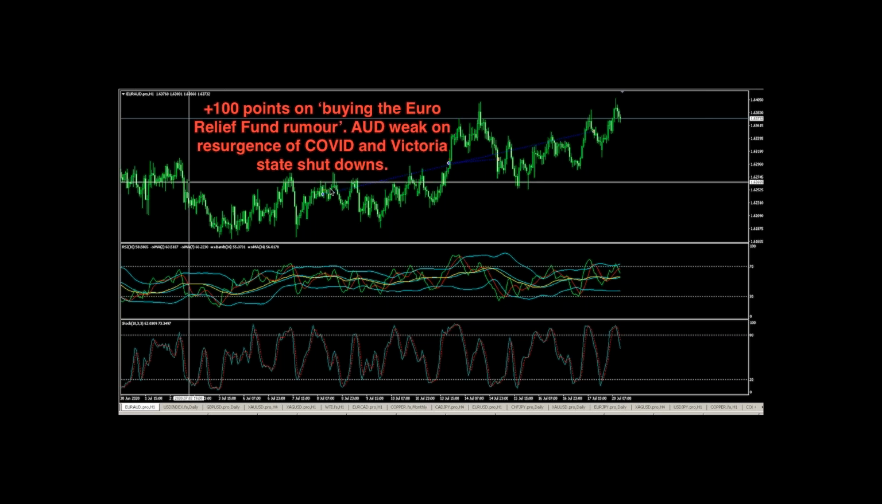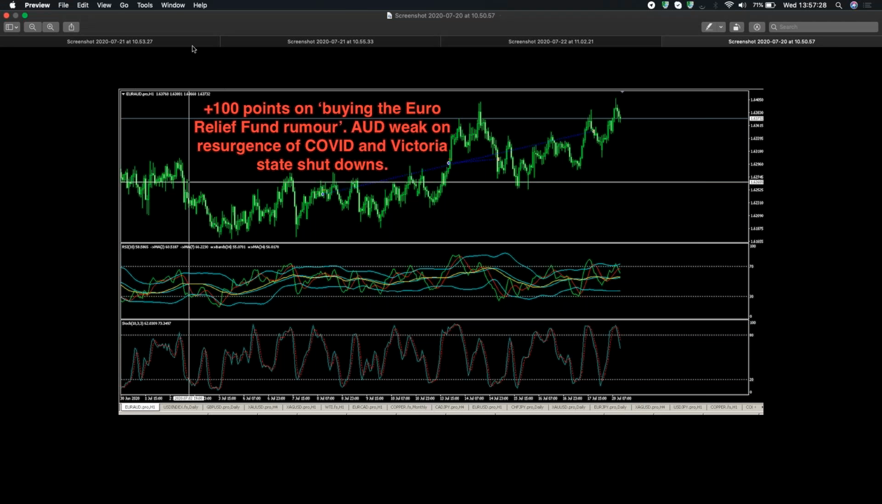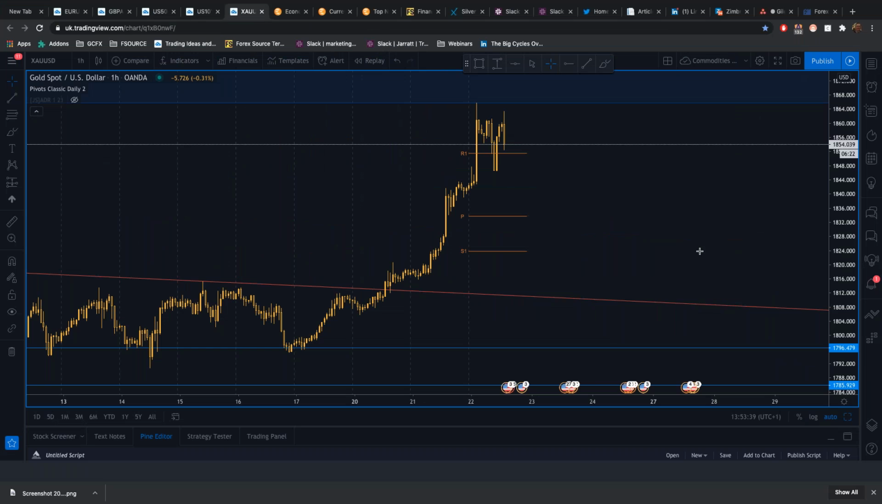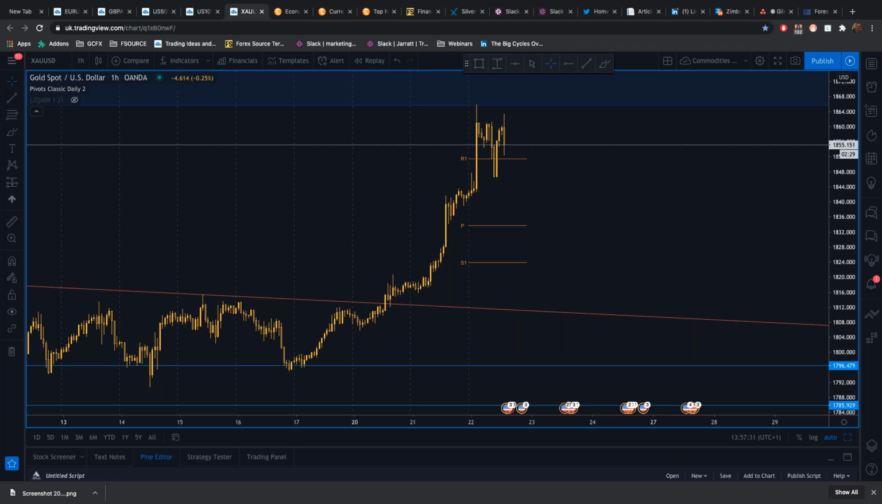So this is how I traded the Euro Relief Fund, and you notice my trade was done and dusted before they even sat down to discuss the fund. That's how many professional traders go about their trading. That's how you buy the rumour. You move in anticipation before the event in order to take advantage of the event. So I hope that helps, and I hope that gives you some indication of how to take advantage of that.